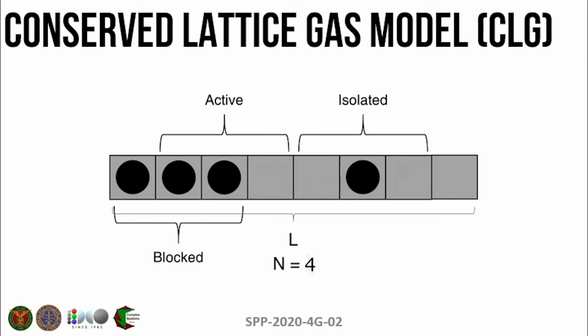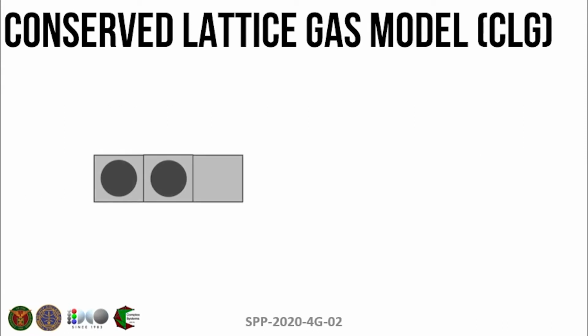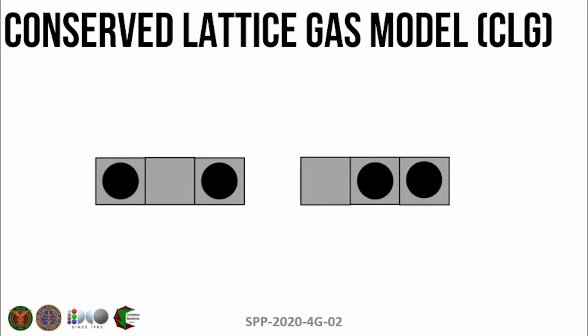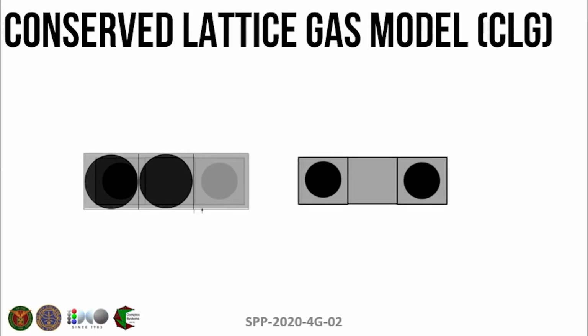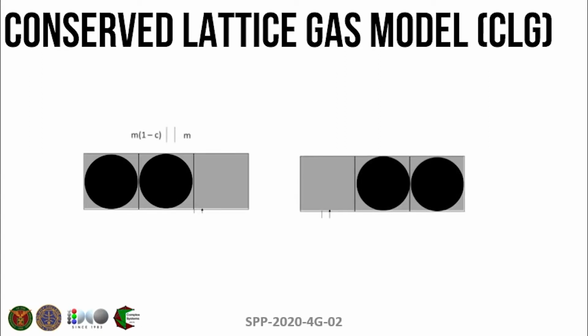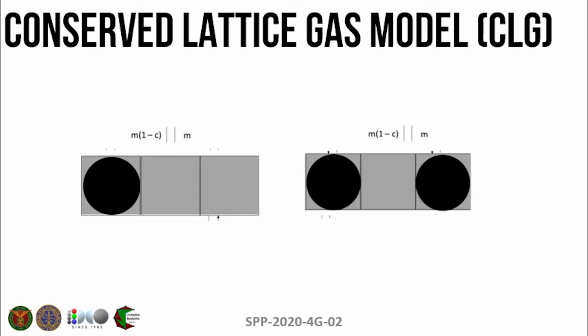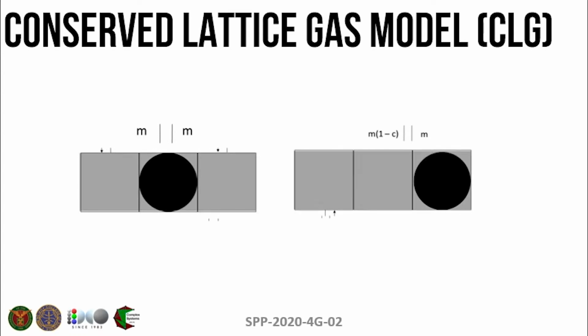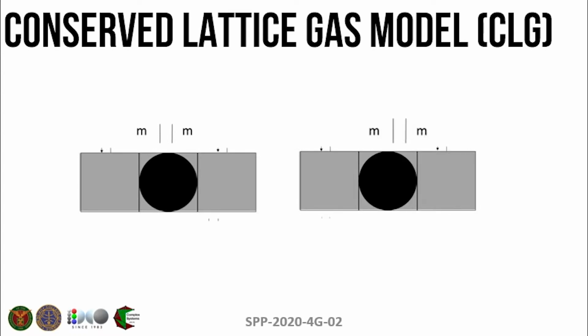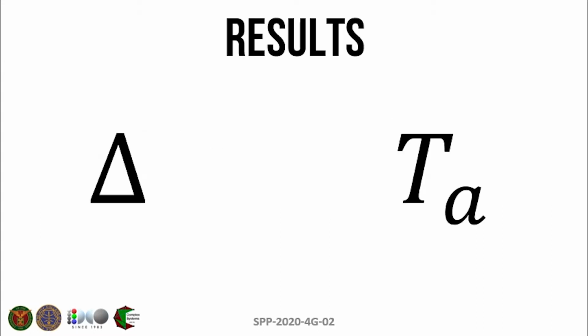Particles can either be blocked, active, or isolated. If the particles are active, then they can move according to this rule set. In our work, we added the coefficients m and c, which represent mobility and cohesiveness respectively. This allowed the particle to be more active and represent shaking in the system. A higher m corresponds to a more free-flowing system, whereas a higher c can correspond to jamming.